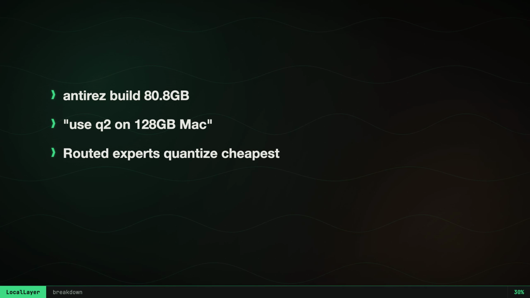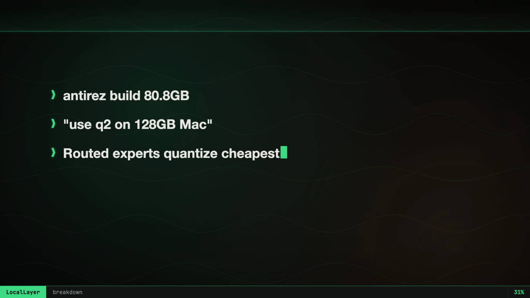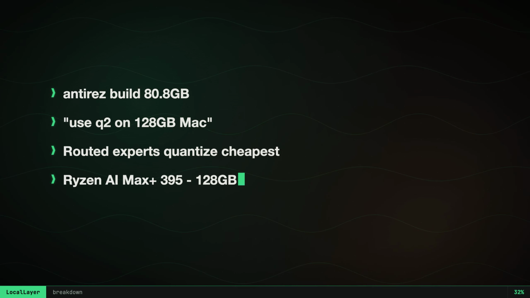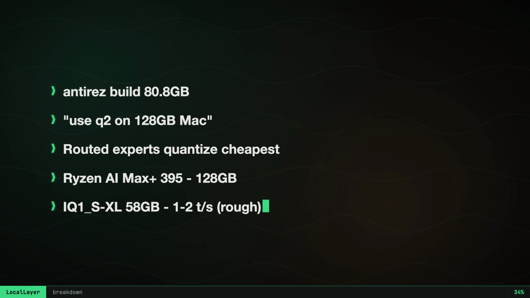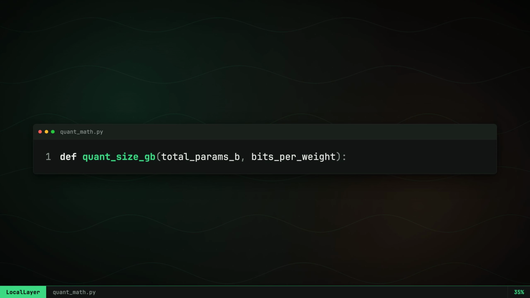On the PC side, an AMD Ryzen AI Max Plus 395 Strix Halo box with 128 GB of LPDDR5X clears the same bar, though not at the same speed. The one real number on that hardware is a rougher IQ1S-XL quant, 58 GB, reporting 1 to 2 tokens per second with occasional repetition loops. Either way, 128 GB reads like the real minimum ticket for this generation of MOE models, not a nice to have. Before downloading 100 GB of anything, run the math yourself.